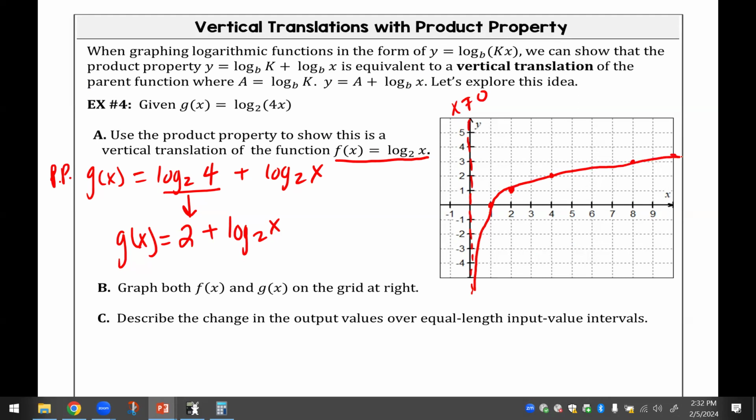We just have to shift it up 2. So to find our g of x, because we found that it's just a transformation, all we're doing is shifting it up 2.